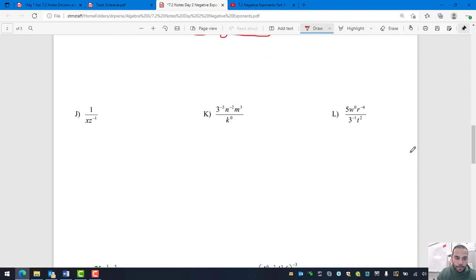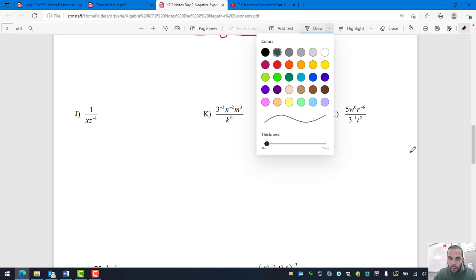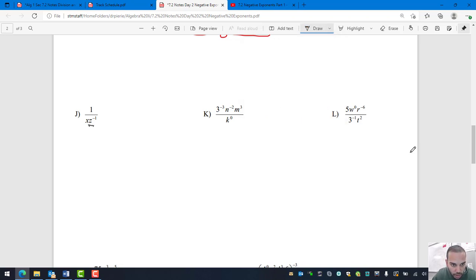Looking at example J, 1 over x z to the negative first power. So we see a negative exponent. We know it's not in simplest form. Only the z is being raised to the negative first power. So only the z has to move. Because it starts in the denominator, I have to move it up to the numerator. Once it moves up to the numerator, it becomes positive 1 as the exponent. Z times 1 is the same thing as z, which is plain old z over x. X stays because it's not being raised to the negative first power. Okay, a lot of pieces going on here.